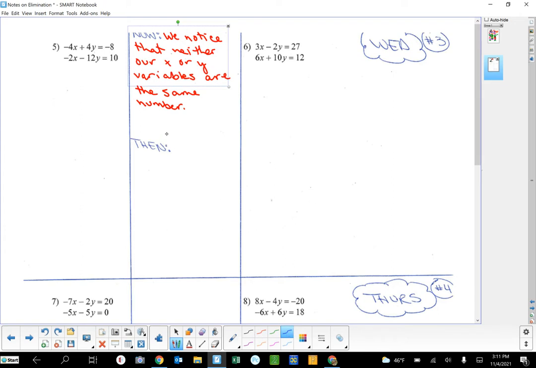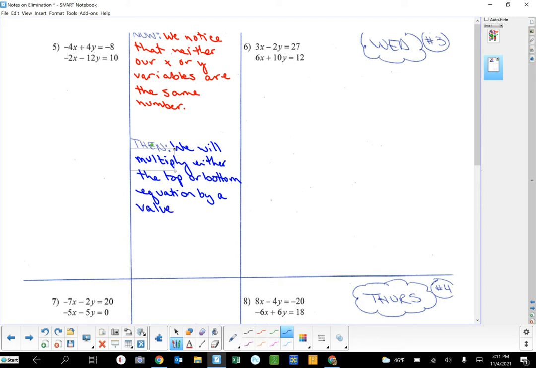So then what we're going to do is multiply either the top or the bottom equation by a value, and you have to decide what that value is, to make either the x's or the y's the same number, but with opposite signs. Because that always has to happen.